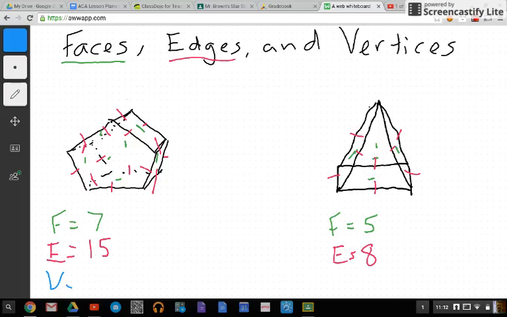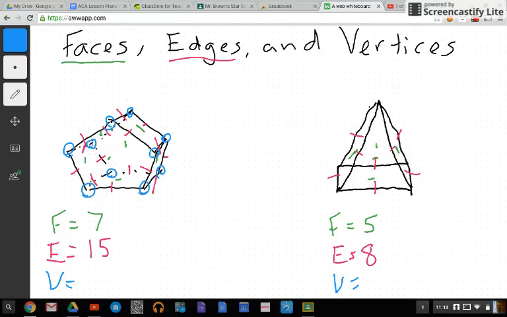Now, vertices, the singular word is vertex. That means where all the lines meet and form a point or an angle. So when you have one, it's called a vertex. When you have many, they're called vertices. I know it's one of those strange English terms. Okay, so there's 1, 2, 3, 4, 5 vertices on the front. So there's got to be 5 in the back. 1, 2, 3, 4, 5.